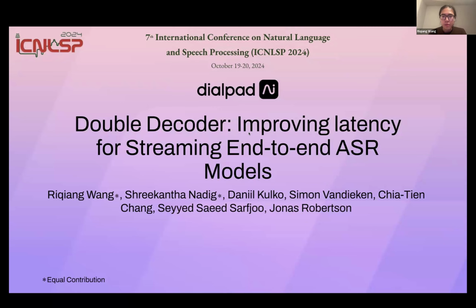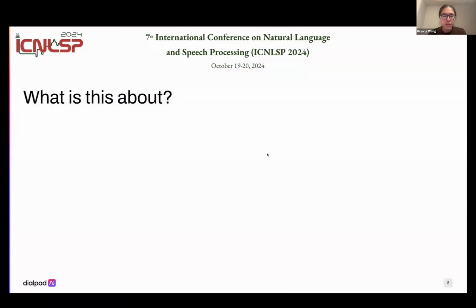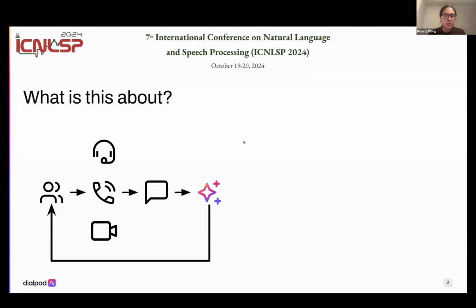So let me first talk about what this is about. At DIALPAD, the application that we have is that we have a lot of people making phone calls and also video calls through our system, and they would like to get real-time feedback or real-time insights from these calls. How we do that is we first transcribe the audio of the calls to speech to text, and then we have a bunch of other NLP models working on the text, and that would provide some insights to the speakers.